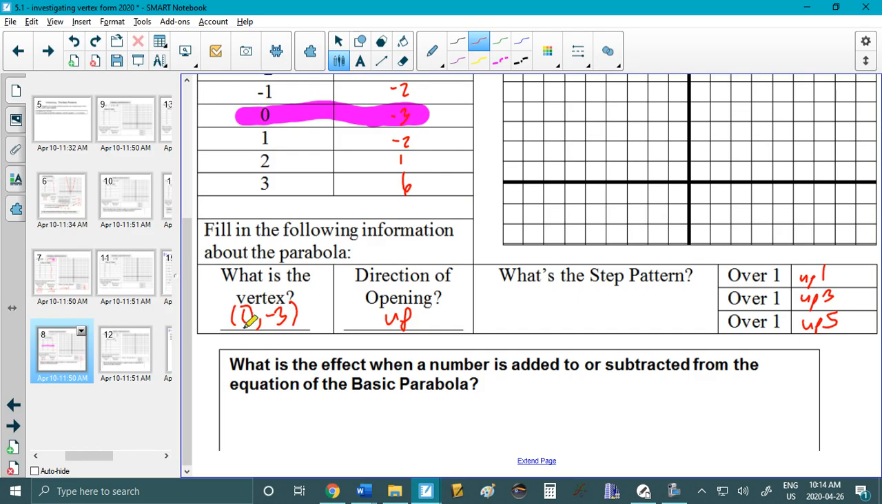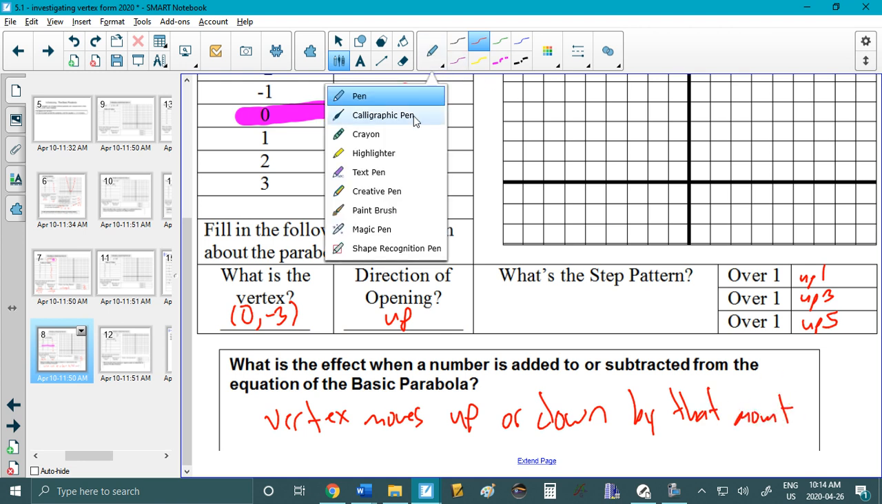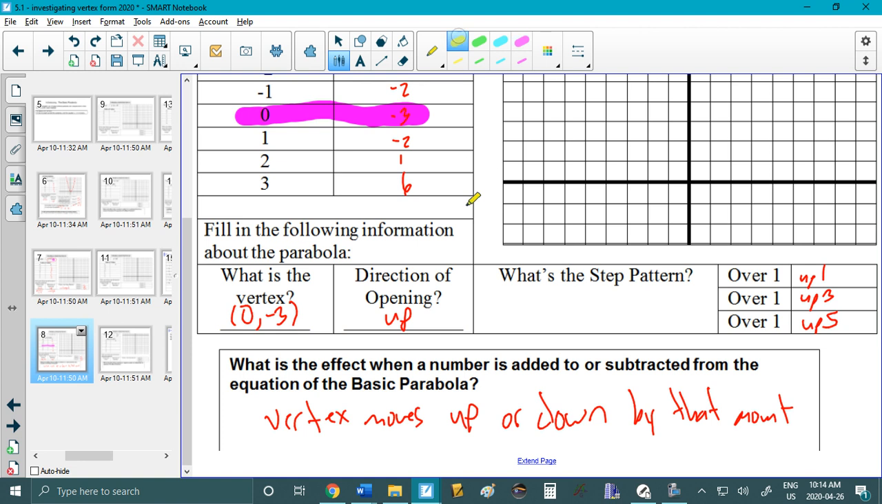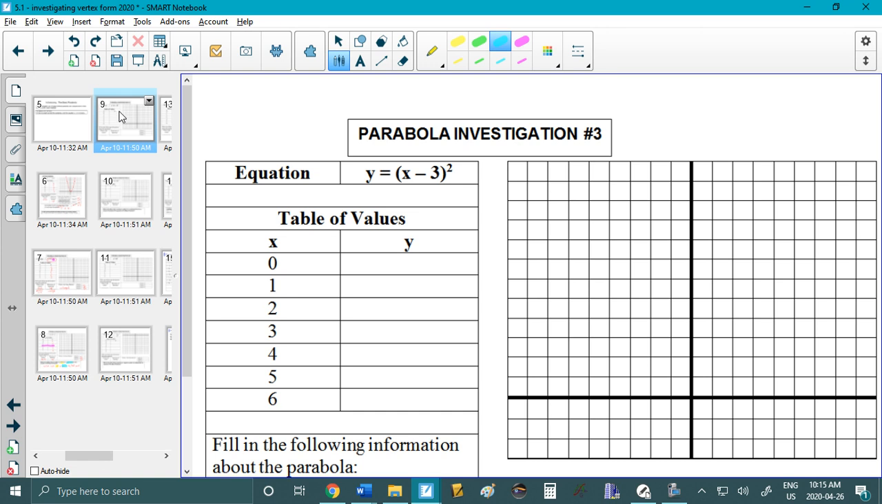So what does changing k do to the vertex? Okay, so let's give it a shot. So when a number is added or subtracted from the equation, the vertex moves up or down by that amount. And you will notice, hopefully, that when we add, it moves up, and when we subtract, it goes down. Okay, so that's k. That's the last value in the equation.